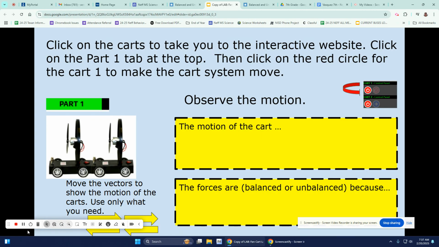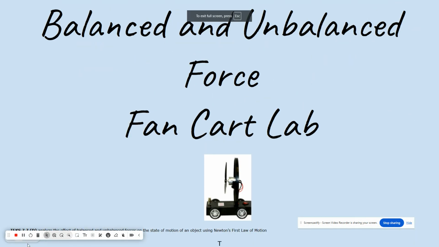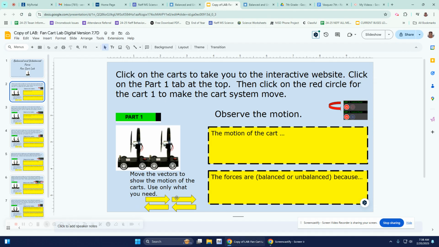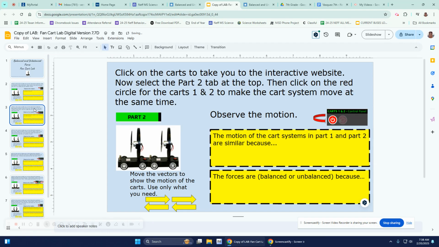So you would click on, here we're going to have to go ahead and get out of slideshow mode. Let me go ahead and move this up. And move the arrow to show the direction of the movement. You're going to do this for each one.